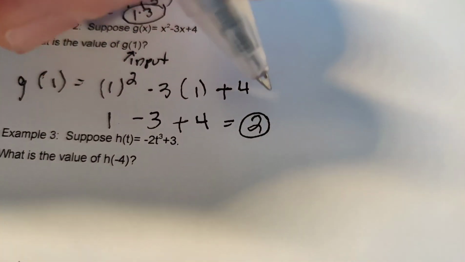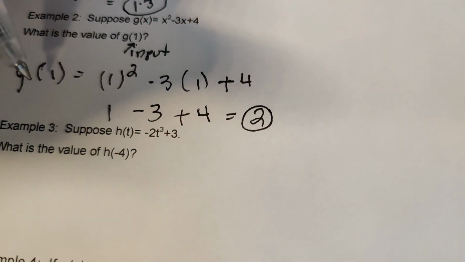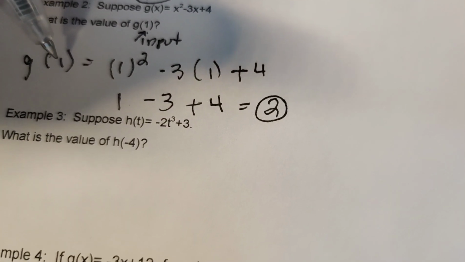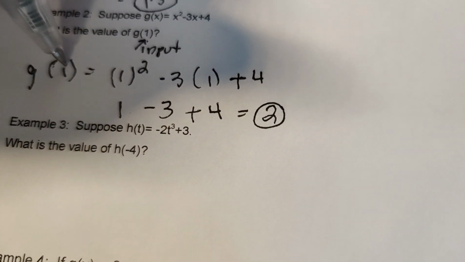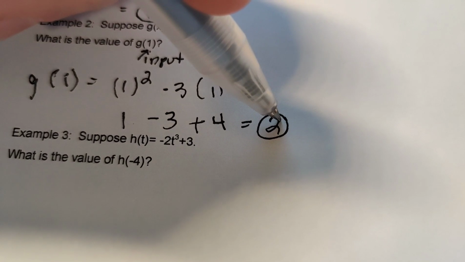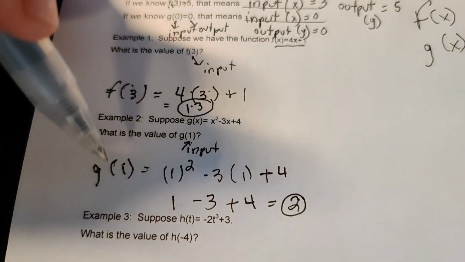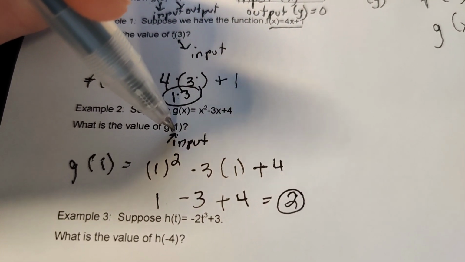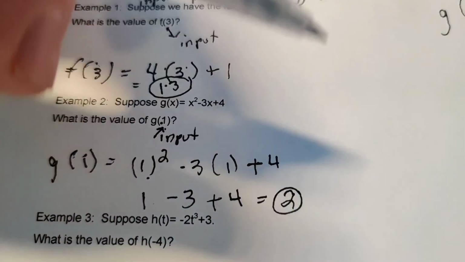So again, what does this mean? What we just found was that when our input is 1, our output is 2. When we took the 1, like we were asked to by the question, and substituted in, we got out 2.